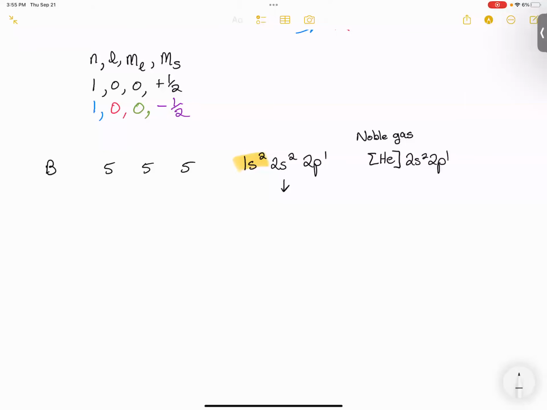So I'm going to use this one. Well, the 1s only has one orbital, and it has 2 electrons in it. S only has one orbital, and it has 2 electrons in it. How many orbitals were in the P though? 3. It goes 1, 3, 5, 7. SPDF. 1, 3, 5, 7.